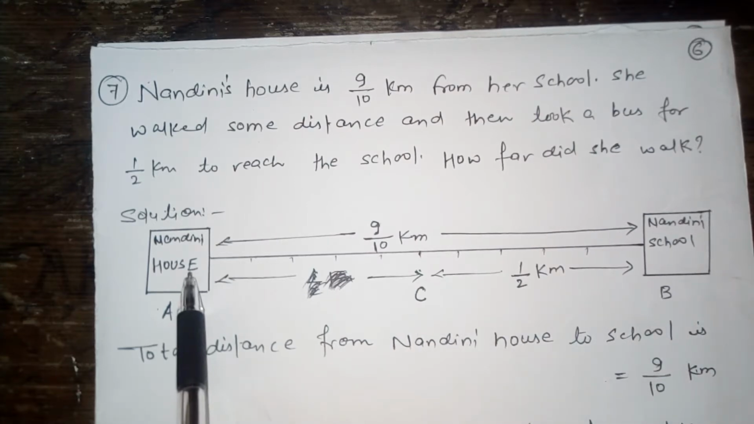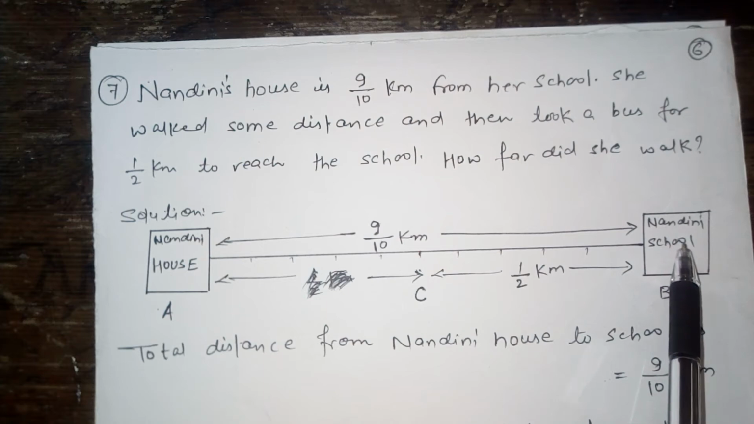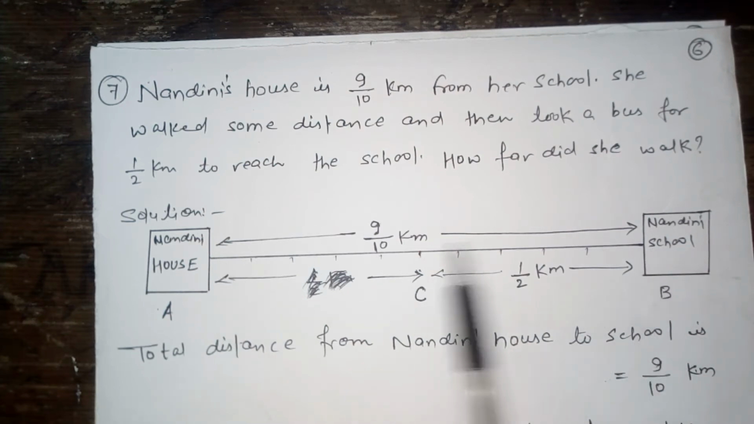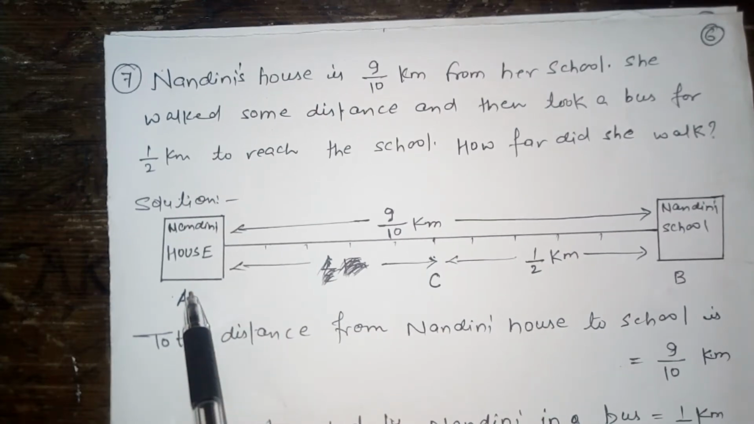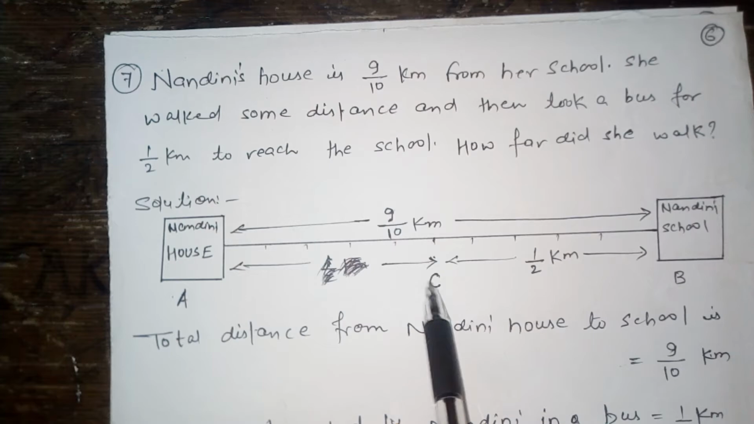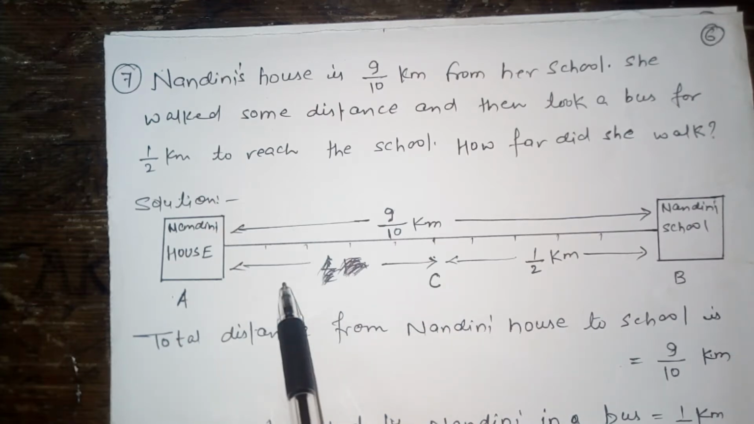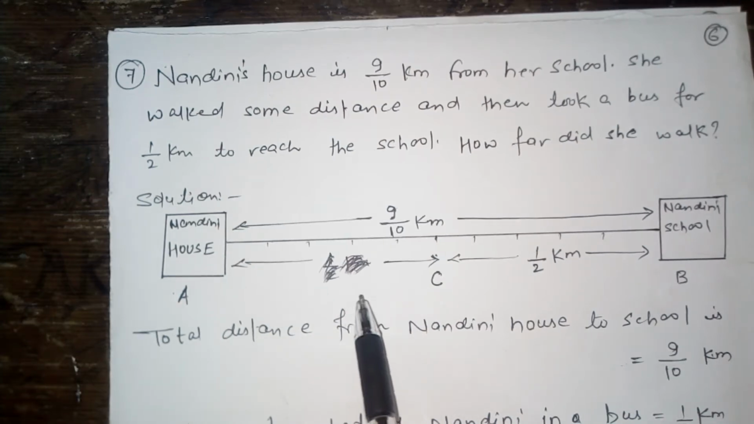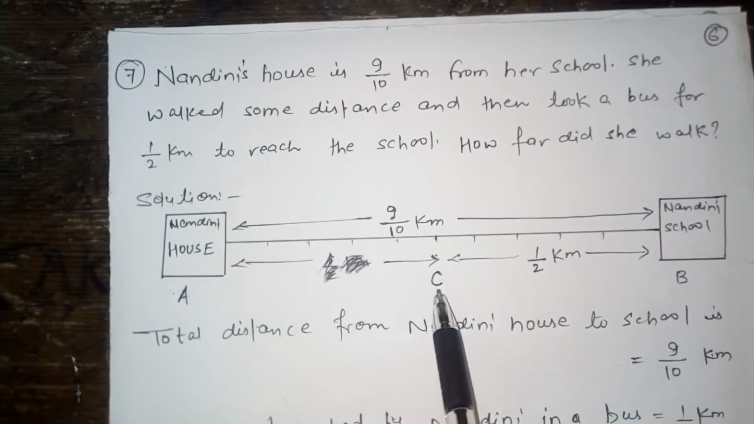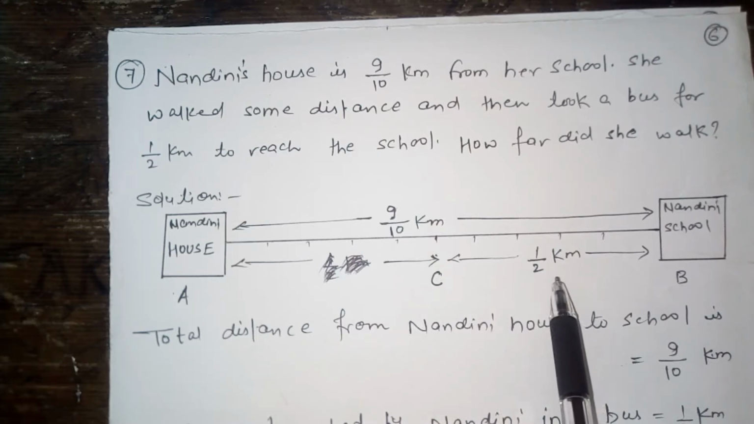Suppose this is Nandini's house and this is Nandini's school. The total distance is 9 upon 10 kilometer. According to the question, from Nandini's house to point C, Nandini walked, and after point C, Nandini took a bus and reached the school.